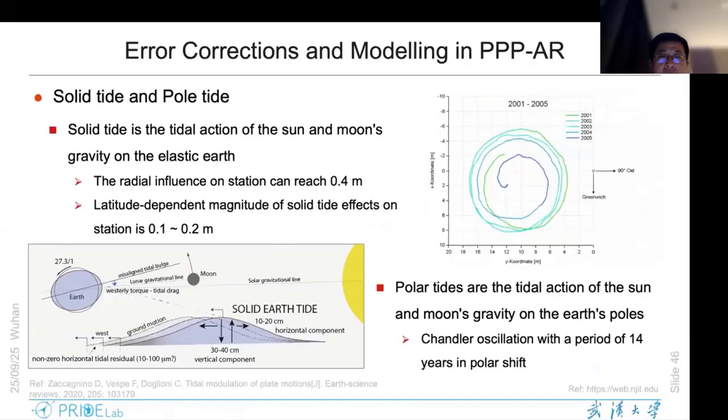All right, this is the introduction for the solid earth tide and the pole tide. I'm not going to give a detailed introduction on this because they are not directly related to the GNSS data themselves. They are more related to the Earth, the change of the shape of the Earth caused by the attraction from the sun and the third bodies.